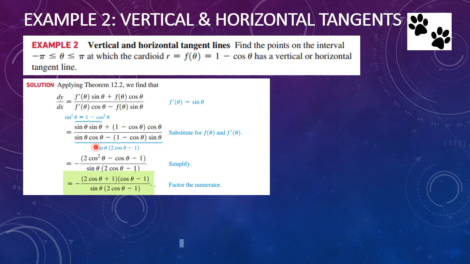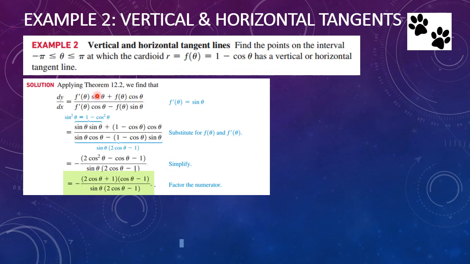sine theta times cosine plus cosine is 2 cosine theta minus 1. Okay, so we get this version here. If we factor the numerator, we get 2 cosine theta plus 1 times the quantity of cosine theta minus 1 all over sine theta times 2 cosine theta minus 1.